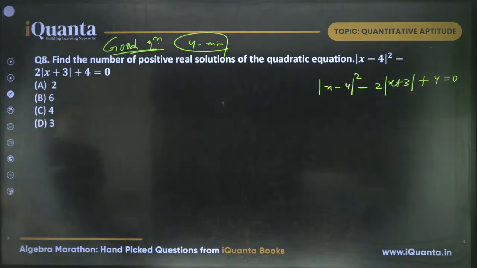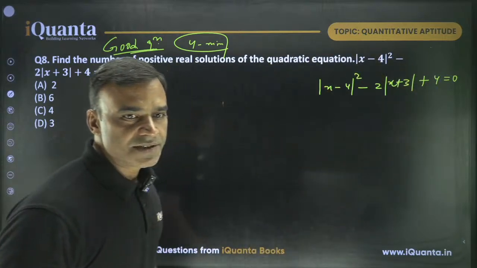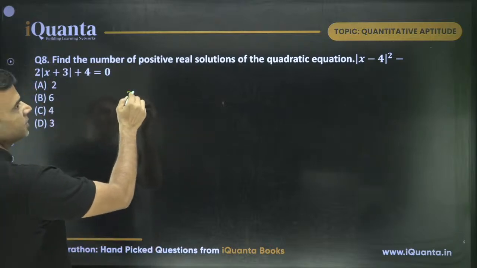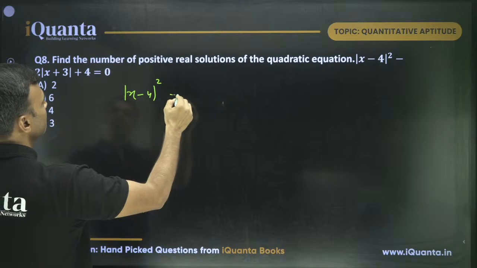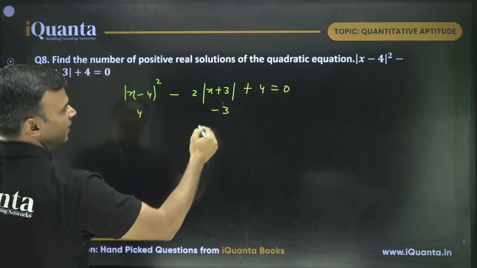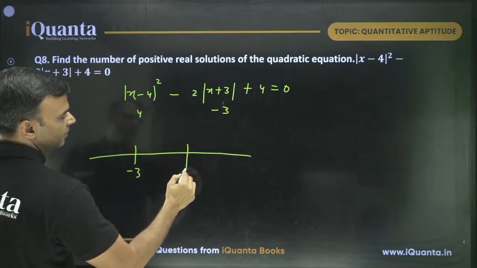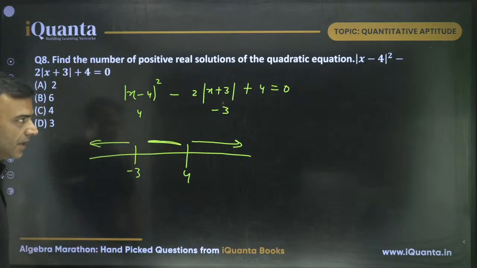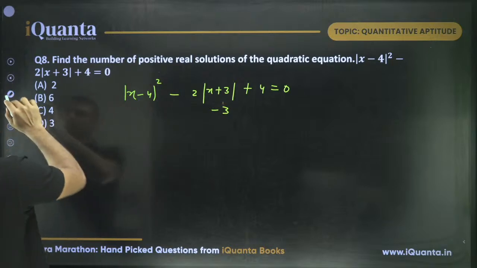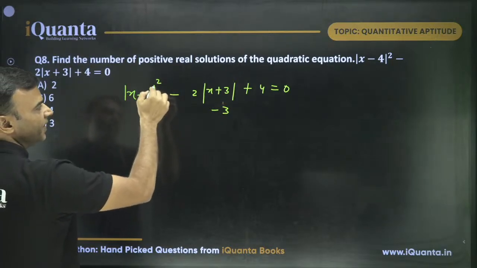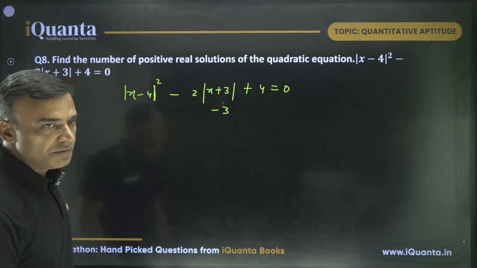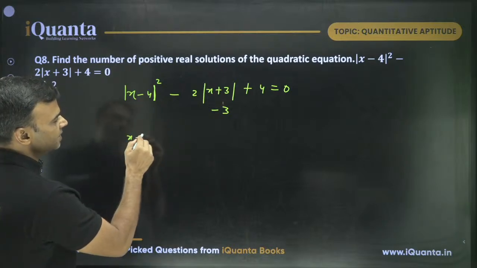Let's solve now. This is a question wherein we need to make cases because there are two modulus, so there will be 4 cases. But hold on: this is square minus 2 times modulus of x plus 3 plus 4 is equal to 0. What are the critical points? Critical points are x equal to 4 and minus 3. So I need to make at least 3 cases? Absolutely not, do not do that. Why? Because even if it is in modulus, this is already a perfect square. A perfect square will completely overpower the effect of modulus. So we have nothing to worry about here. This is the same as simply (x minus 4) whole square.